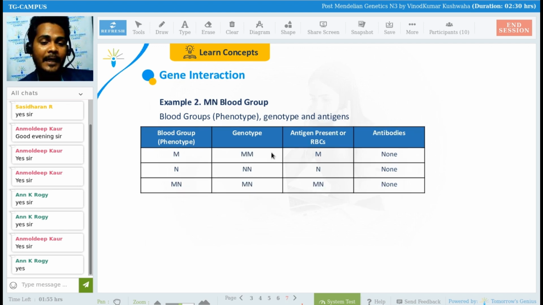Now, another blood group we have is the MN blood group. I think this is new for you; you might not know about it. So, the MN blood group. Now what is this MN blood group? This is another example of codominance.